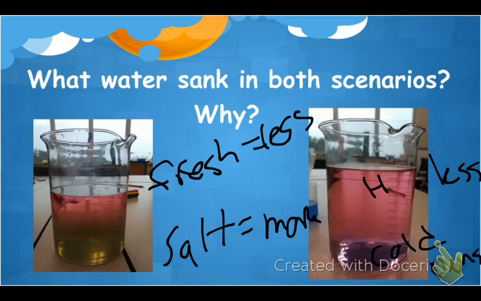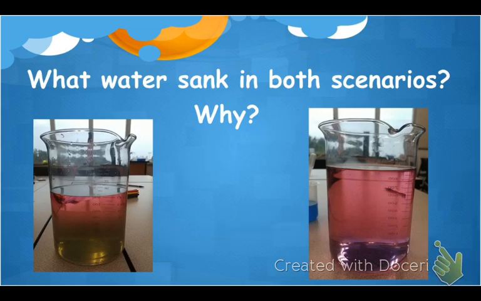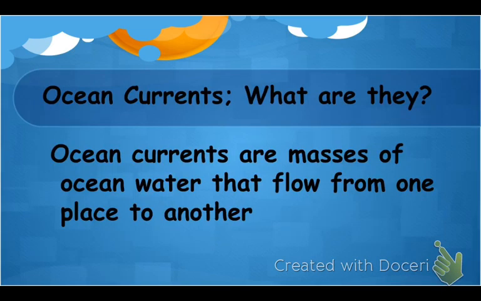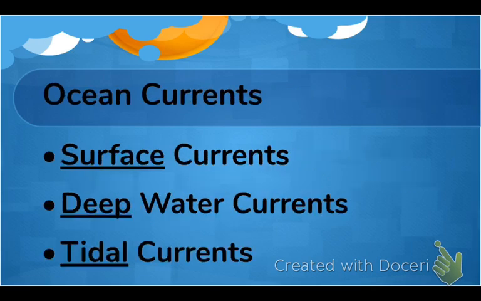Now, this is a key thing to know in order to understand our ocean currents. The density is what's going to drive them, and that's what we'll look at in just a minute. So what are ocean currents? Ocean currents are simply when the water's moving from one place to another. Not from waves, but there's just this current of water, or this mass of water, that's constantly going from one area to another. There are three different kinds of ocean currents: surface currents, deep water currents, and tidal currents.